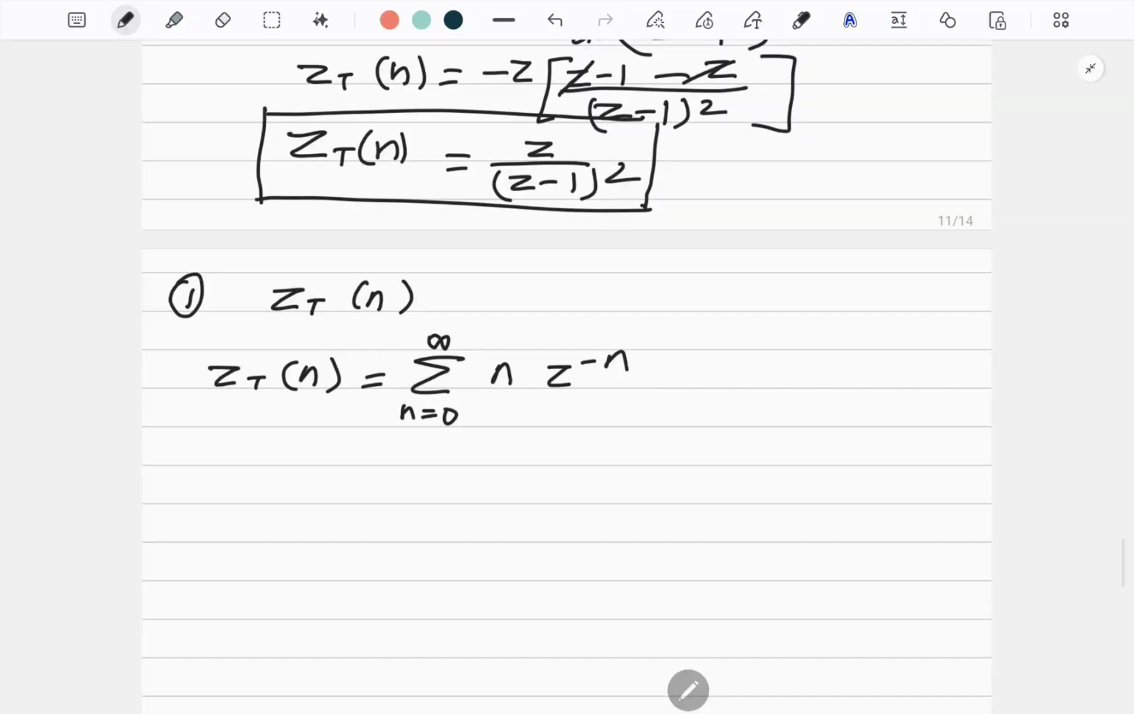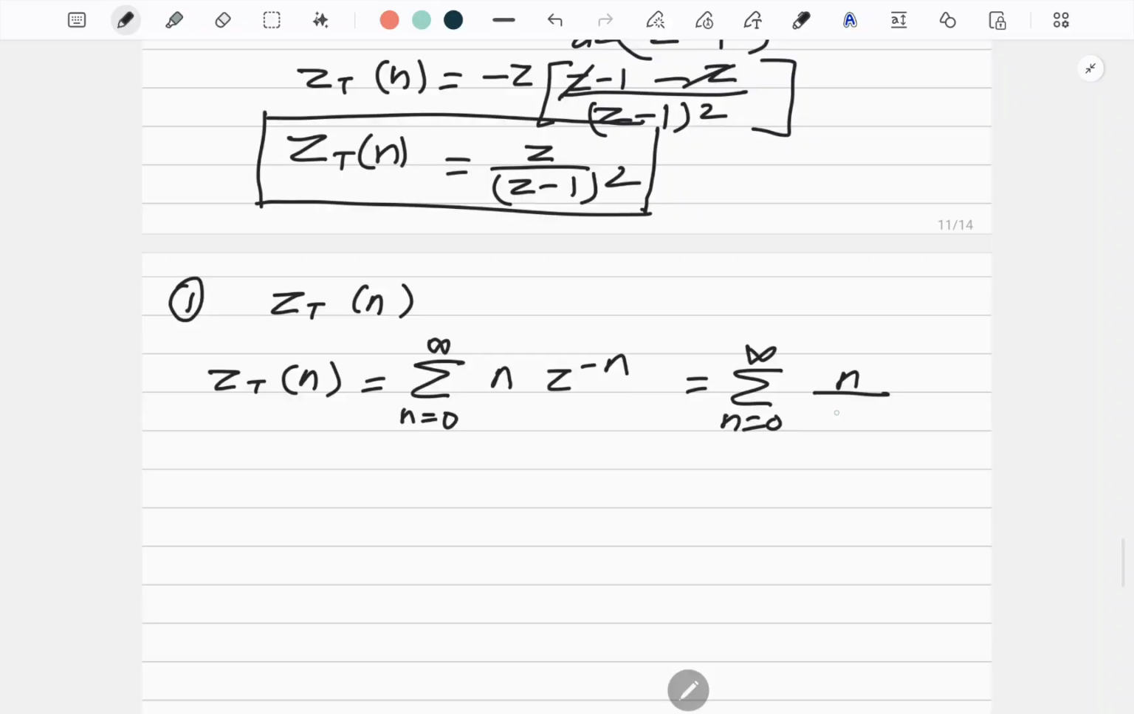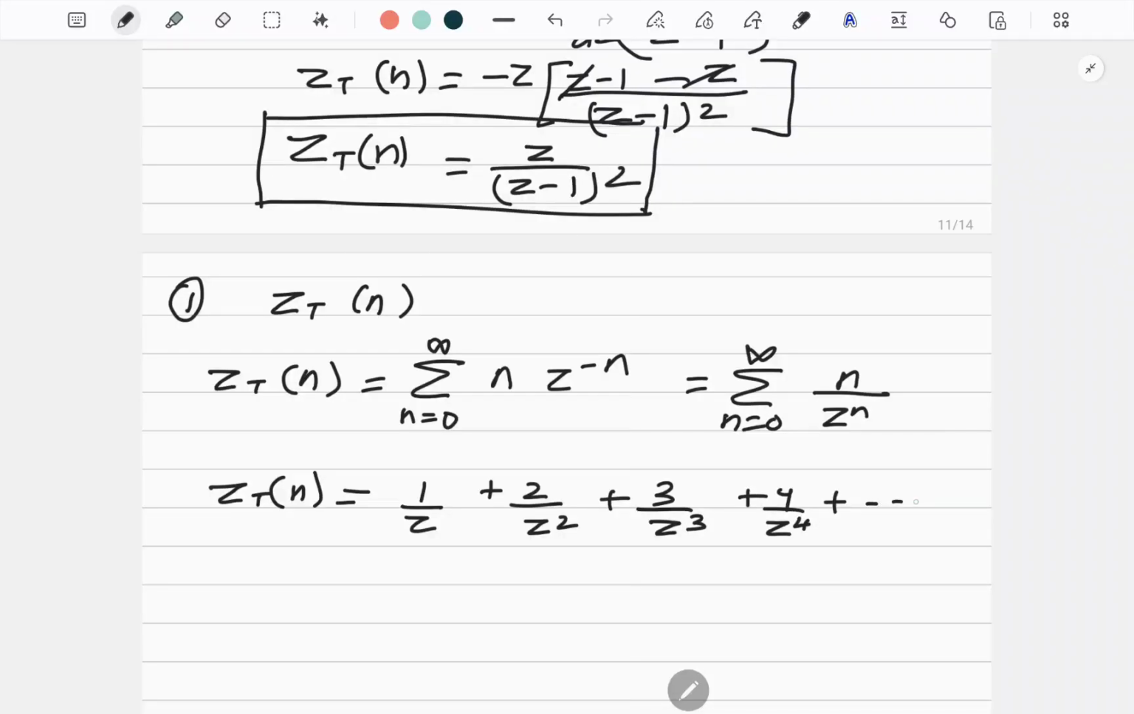So now if I do it like this, summation n is equal to 0 to infinity, like I have developed k to the power n, z transform of 1, same way I will derive this. So n upon z to the power n. Now when you open the summation, z transform of n is equal to, first term is 0. Okay, then put n is equal to 1. When I put n is equal to 1, 1 by z. When I put n is equal to 2, plus 2 by z square plus 3 by z cube plus 4 by z to the power 4 plus dash dash dash.